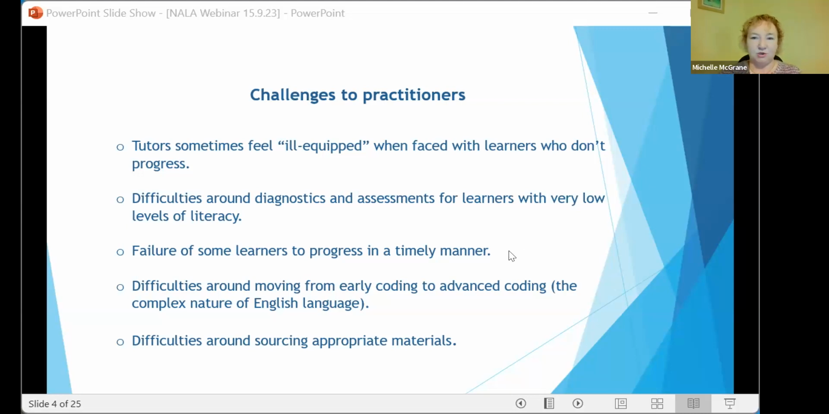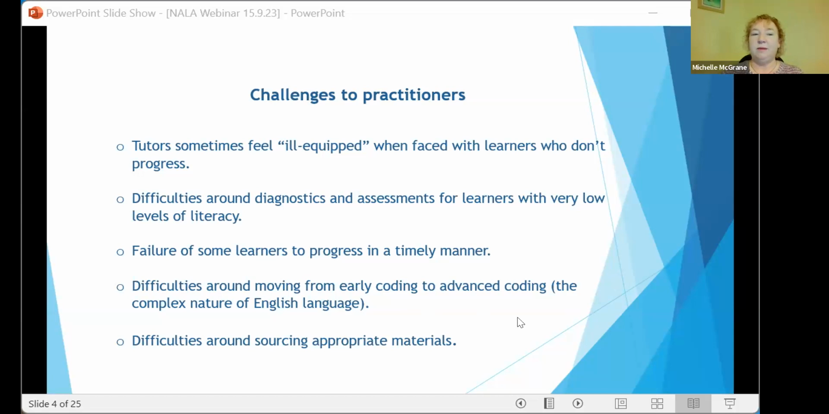In a practical situation, we are invariably working with groups. There are very few of us now who have the luxury of working one-to-one with a learner. And so if you are finding that one or two of your learners are not progressing, that creates a stressful situation if everybody else is moving forward and one or two learners are not moving forward.